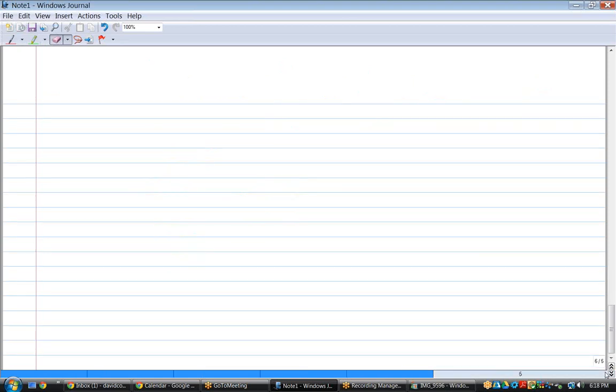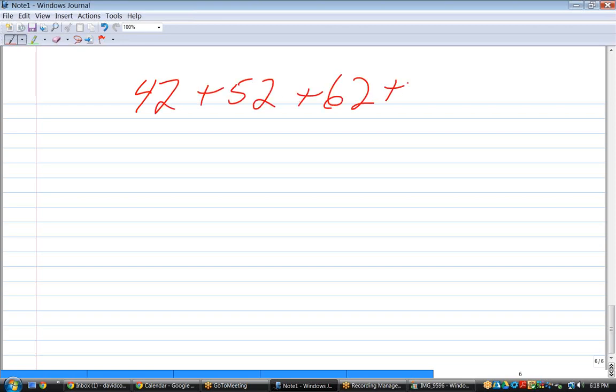After that, they start getting tricky. That one was very basic, but do you have another one? Yes. 4 squared plus 5 squared plus 6 squared plus 7 squared plus 8 squared plus 9 squared plus 10 squared plus 11 squared. Is that the last term? Yes.